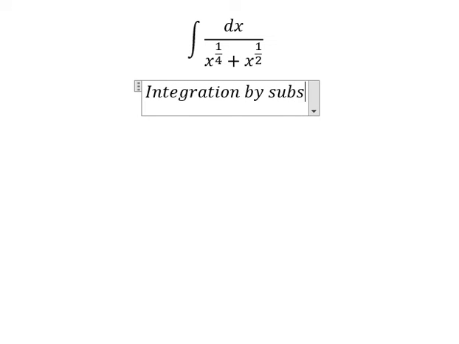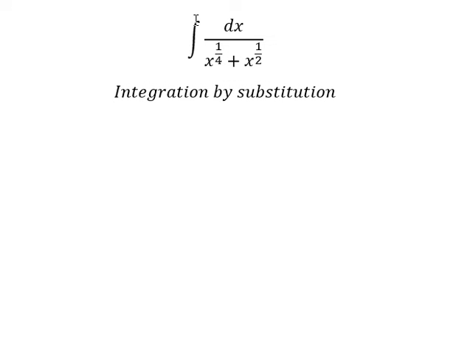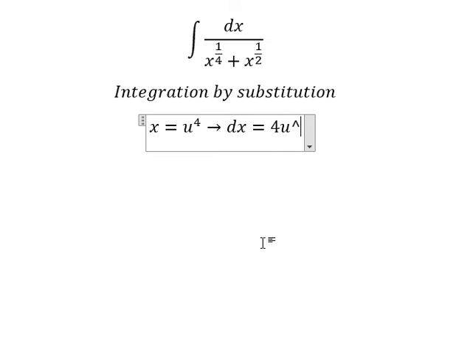by substitution. So I will put s equals u to the power of 4, because if I put this one going here and here, we can cancel 1 over 4 and 1 over 2. Now we do the first derivative for both sides. We have ds equal to 4u to the power of 3 du.